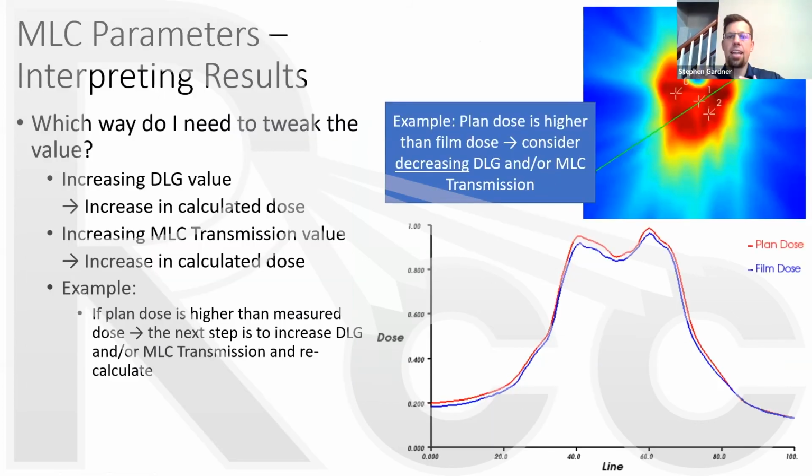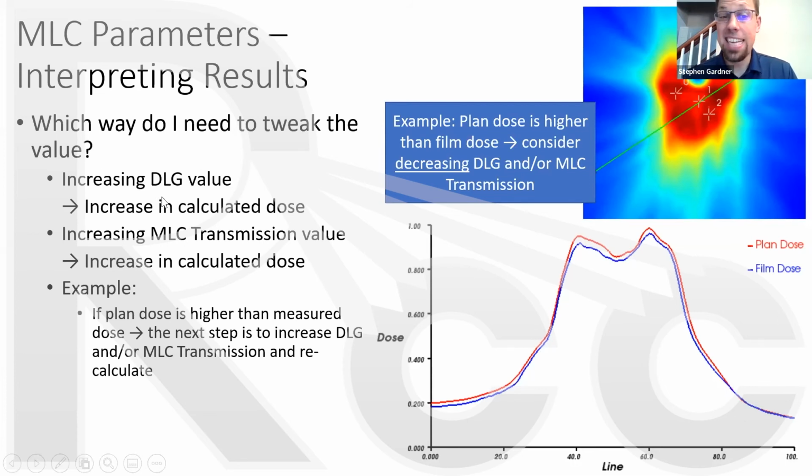All right, so how do we interpret these results for IMRT, VMAT delivery, et cetera? In this example, we have the red profile in the lower right, which is the planned dose. The blue is the film dose. So we're delivering hot. Sorry, we're delivering cold, I should say. The planned dose is higher than the film dose. So in this case, we would want to consider decreasing the dosimetric leaf gap and MLC transmission values. An increase.